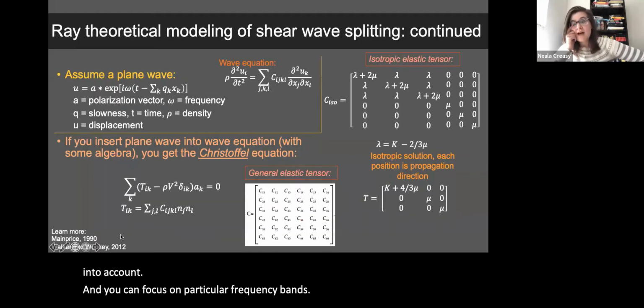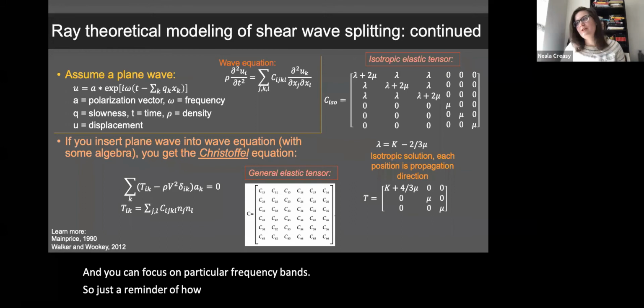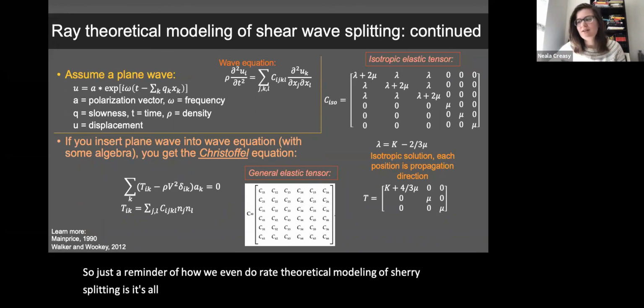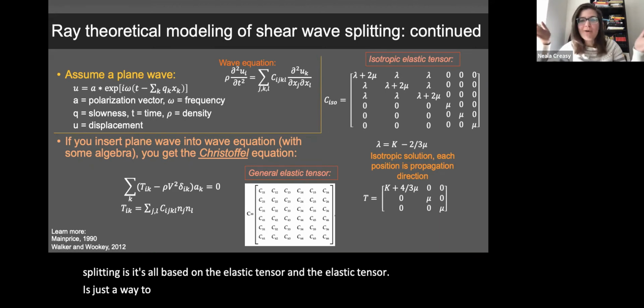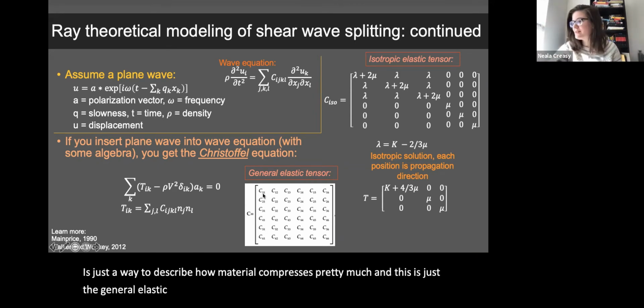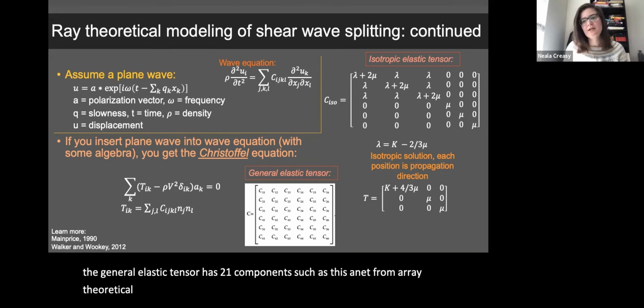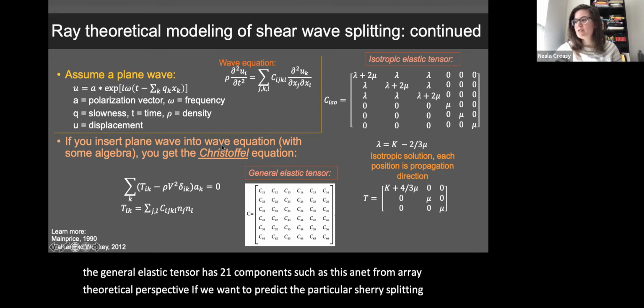So just a reminder of how we do ray theoretical modeling of shear wave splitting: it's all based on the elastic tensor. The elastic tensor is just a way to describe how a material compresses. The general elastic tensor has 21 components, such as this. And from a ray theoretical perspective, if we want to predict the shear wave splitting parameters, we use what is known as the Christoffel equation.